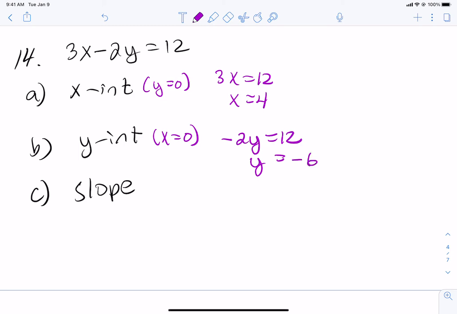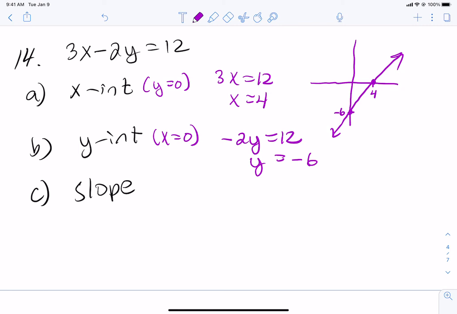Okay. What's great about intercepts like this is if we were asked to graph the line, we know we hit the x-axis at 4 and the y-axis at negative 6, and you can graph the line if you just know those points alone. So that makes things really nice as far as graphing.